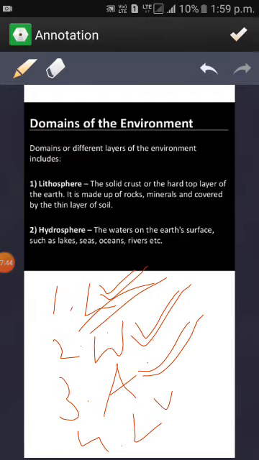The fourth domain, that includes living things, this forms the biosphere.